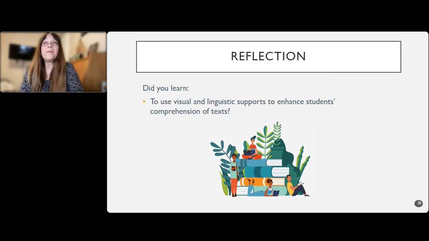And we are now getting near the end of our presentation. Our goal was to provide you with information that will guide you in using visual and linguistic supports to enhance students' comprehension of text. Please add any comments or questions that you may have in the chat as I share some of the additional resources with you.